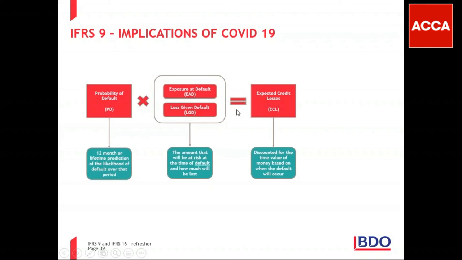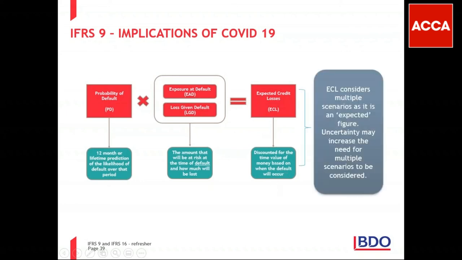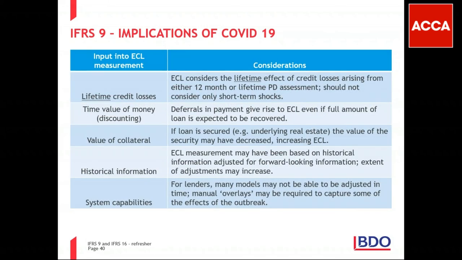and the resultant amount is expected credit losses, which is discounted for the time value of money based on when the default event occurred. So because of COVID-19, what will happen? Many uncertainties will arise and multiple scenarios have to be considered to see the impact of COVID. Again, a few key aspects: lifetime credit losses because of COVID-19 will go up, time value of money and discounting factors will result in more ECL provisions, and the value of collaterals will go down.